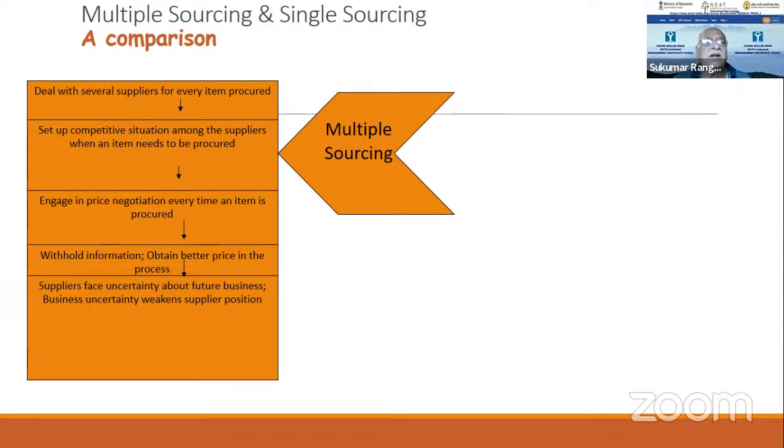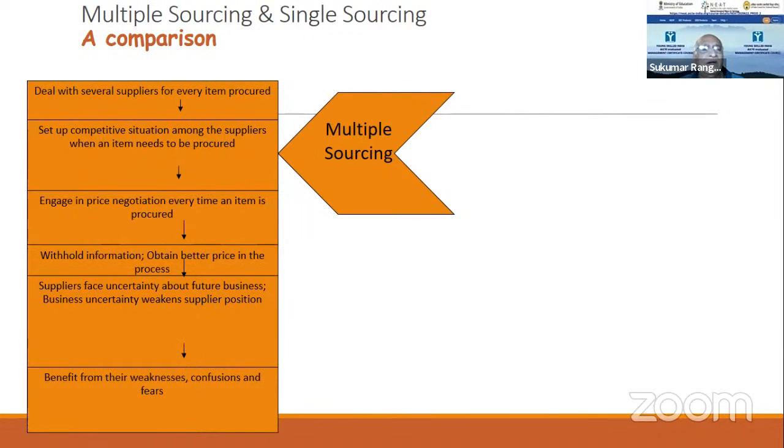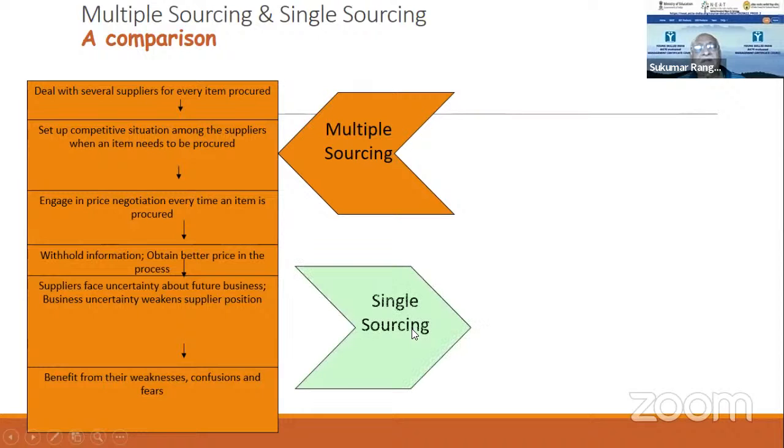Suppliers face uncertainty about future business because you do not know when next you will get the order, because you are never there. So you do not know what to do with the capacity which you generate, how it will be utilized throughout the period of at least a year. Buyers benefit from their weaknesses, confusion, fear. You see, it drives this kind of thing.